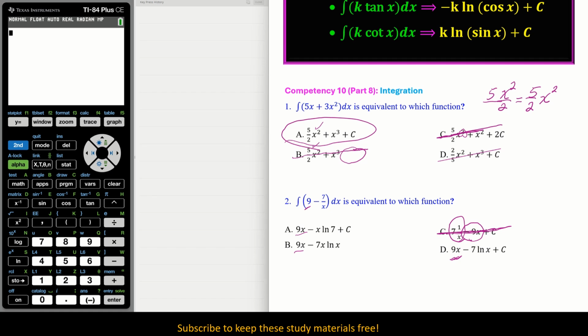Now the next term. Yes, it has to remain negative, and all three do. But what is really going on here with this 7 over x?